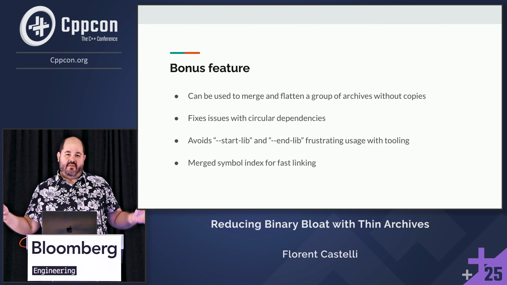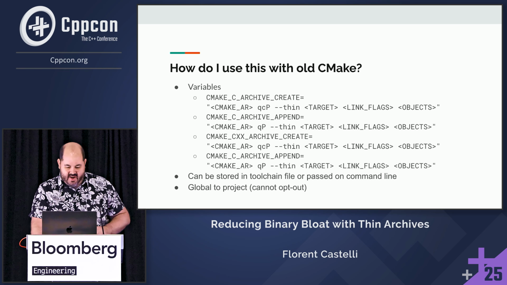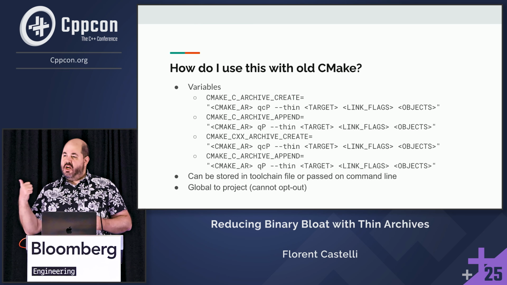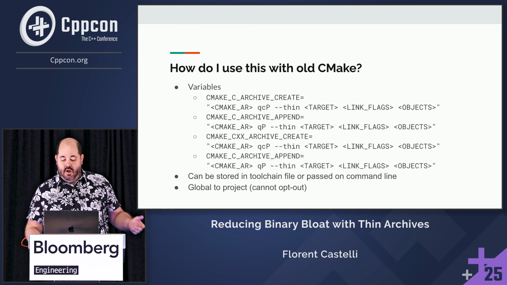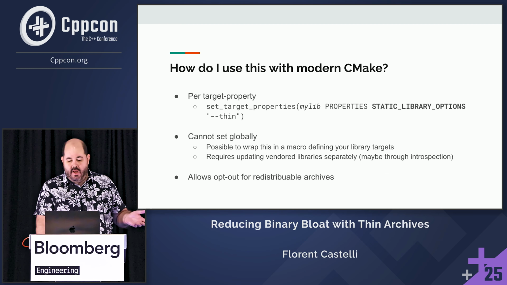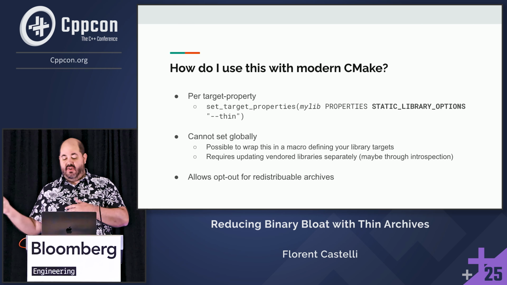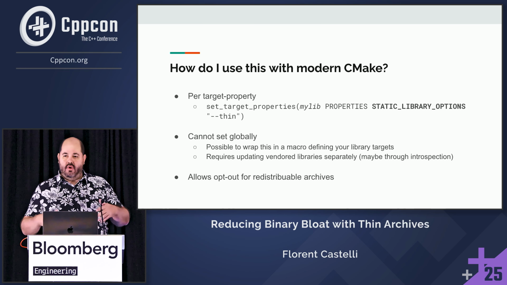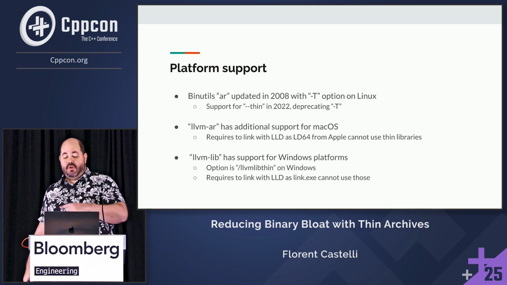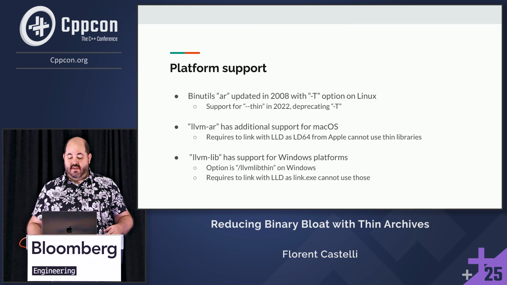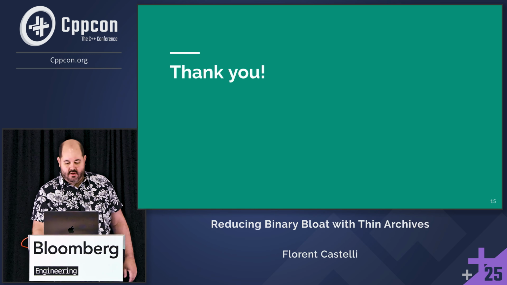I could talk also about how they're a good way to merge archives together, but I don't have a lot of time, so I'm going to skip that. How to use that? Variables in CMake, for example. You add --thin into all of those, and it will work globally. And that's a fine way. You have another way, more modern, with properties, STATIC_LIBRARY_OPTIONS, --thin, and it will just work on all the libraries you want. If you want it everywhere, you'll need more work. It works on Linux since 2008, macOS and Windows if you have LLVM toolchains. And that's it. Thank you.